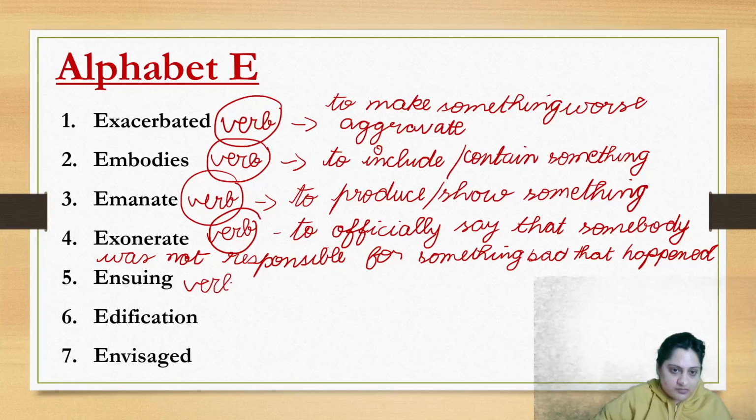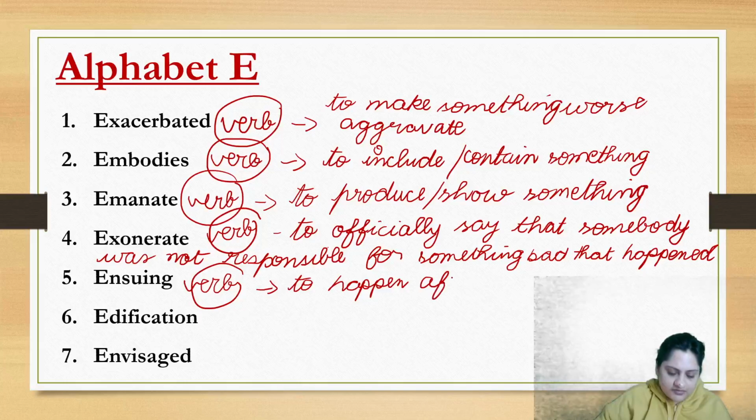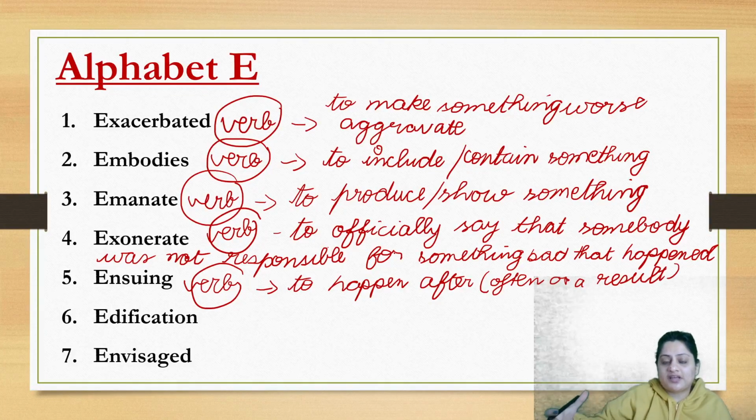Ensuing is used as a verb, which means to happen or to follow after something, to happen after, often as a result of something, basically following something else, as a result of something if it is happening.